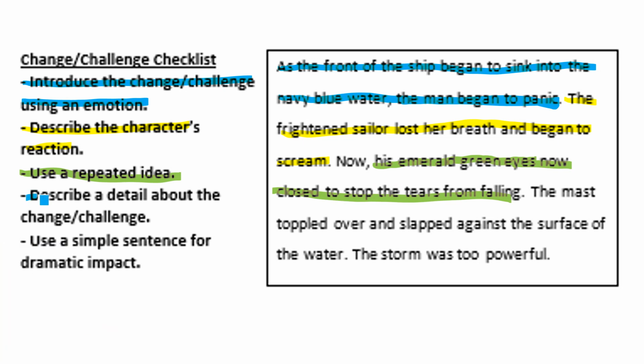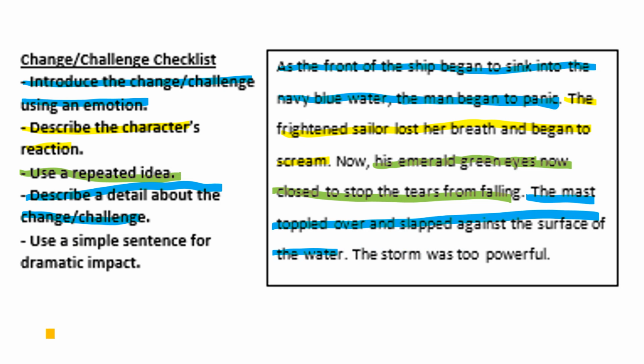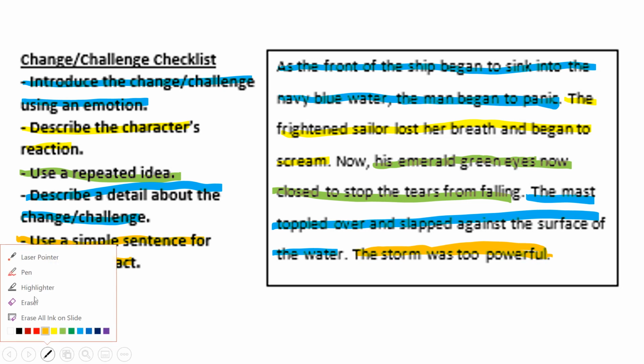Next, I need to describe a detail about the change or challenge. What's actually happening? And I've said that the mast has toppled over and slapped against the surface of the water. And finally, I have used a simple sentence for dramatic impact. And obviously, it's the final sentence right at the bottom here. The storm was too powerful. Okay, pause the video now and make any corrections before coming back to the video for our final task.